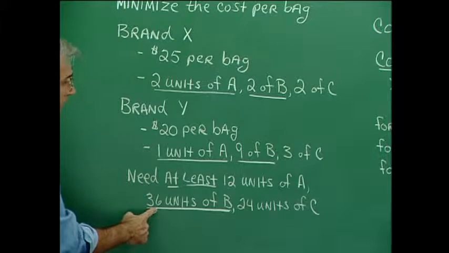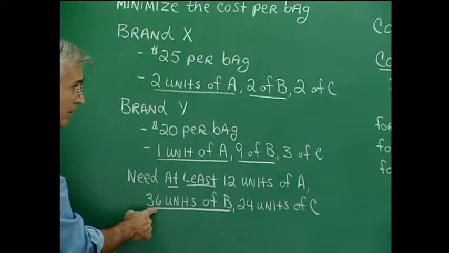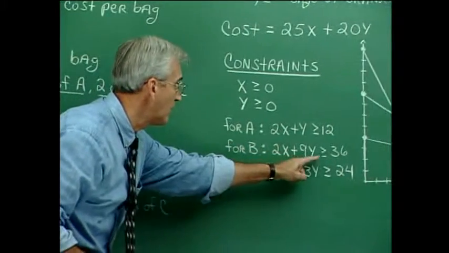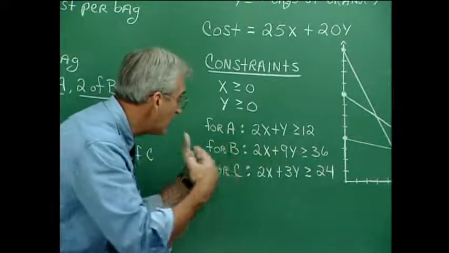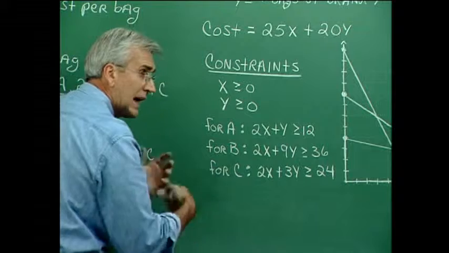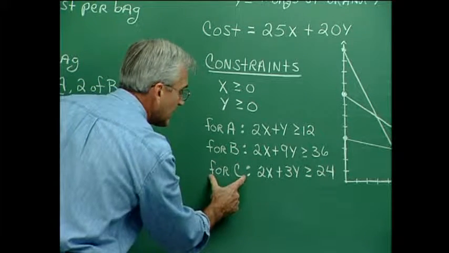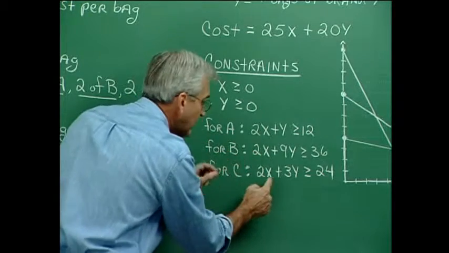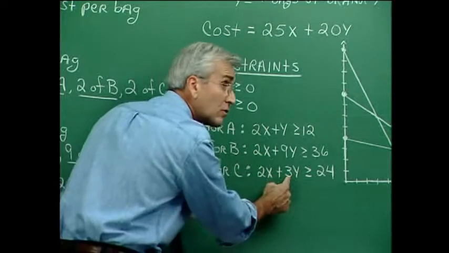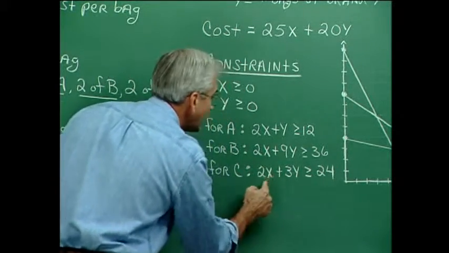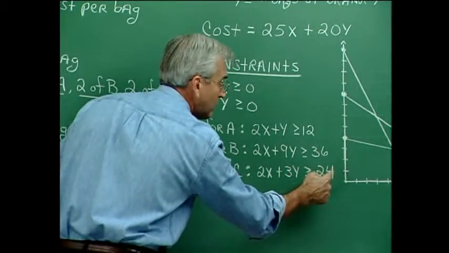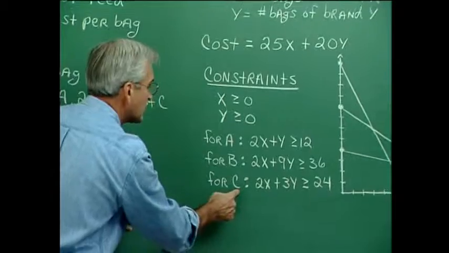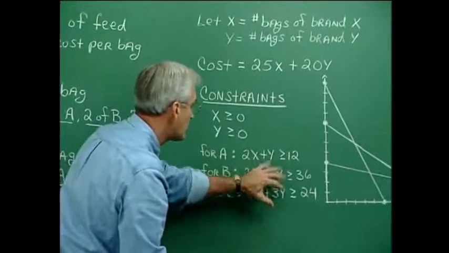So 2X plus 9Y is greater than or equal to 36, and we write that down over here. In a similar way, we find the same notion for C. It was 2 units. We are supplied 2 units for every bag of brand X and 3 units for every bag of brand Y. So it's 2X plus 3Y is greater than or equal to 24, because we need at least 24 units of that item C. Okay, so these are our constraints.